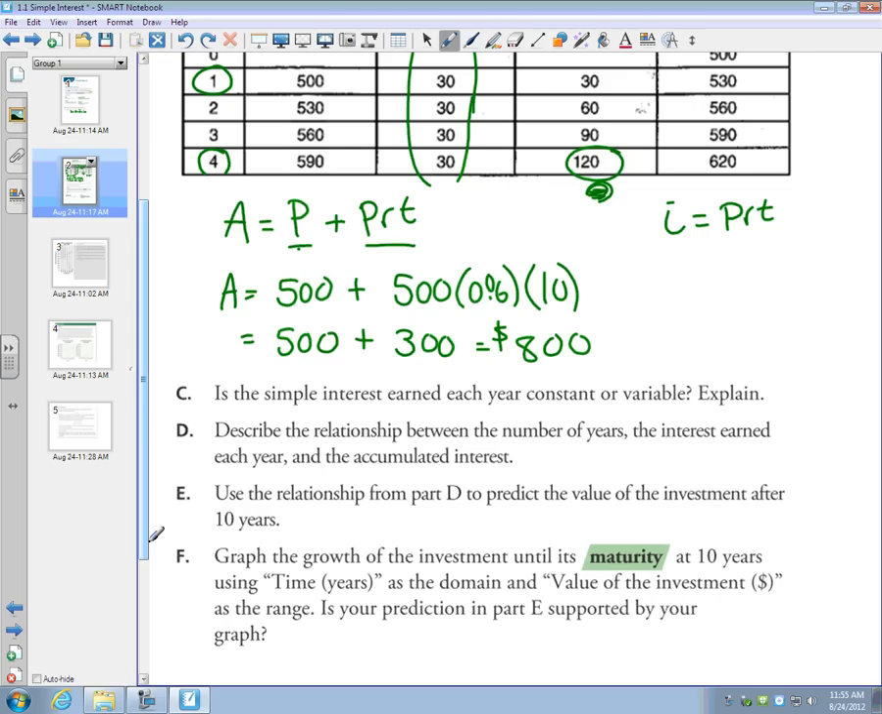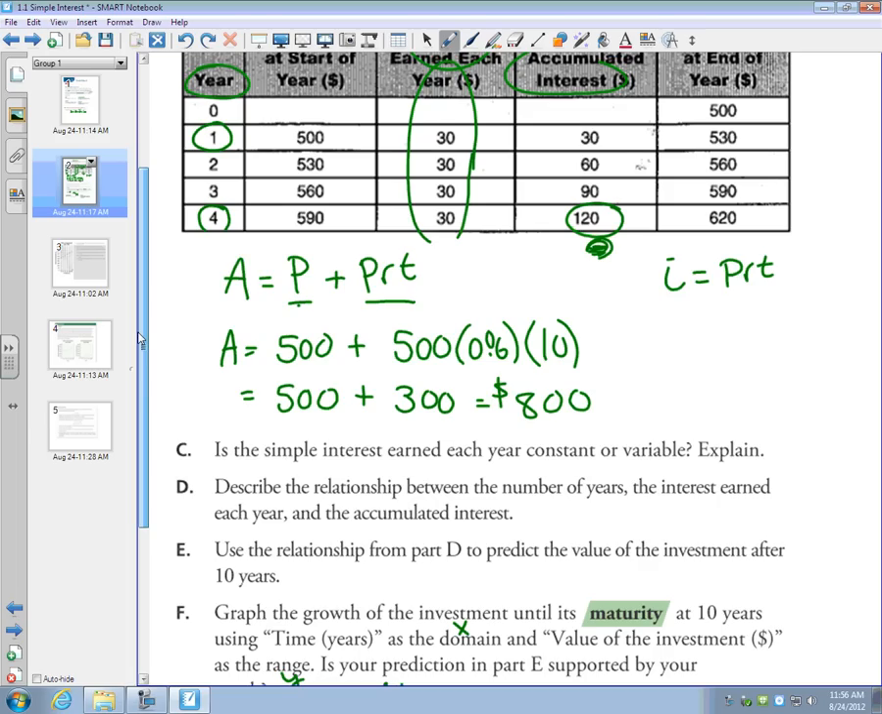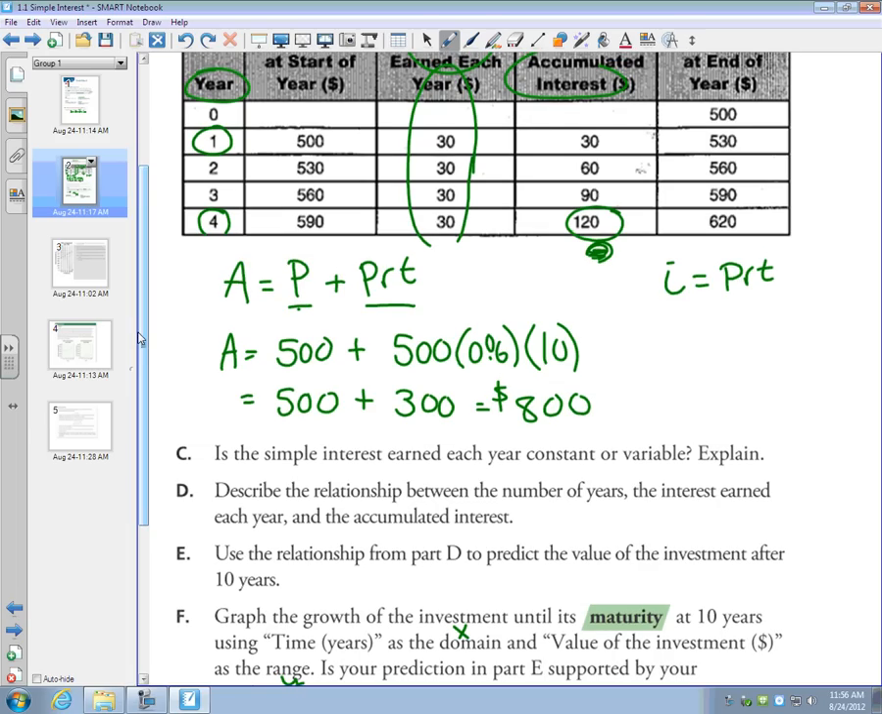Graph the growth of the investment until its maturity at 10 years, using time as the domain and value of the investment as the range. So this is your x value, this is your y value. That's what range means. So we're going to have value here, and we're going to have time there, and we're going to plot it. So at time 0, we're going to have a dot at 500. At 4, we're going to have a dot at 620. We're going to have dots all the way along. We're going to graph that.